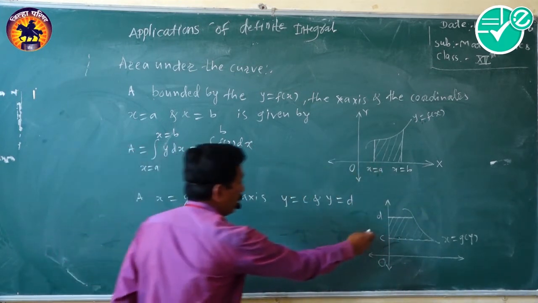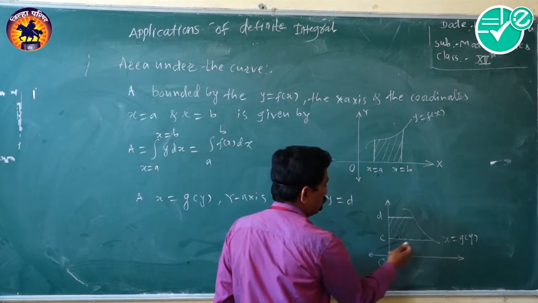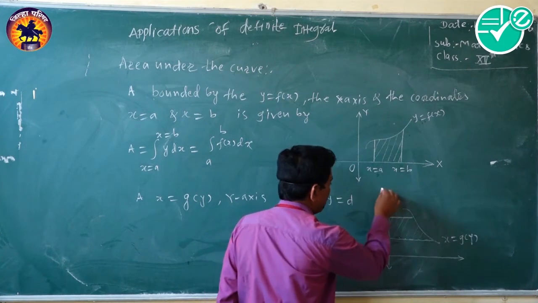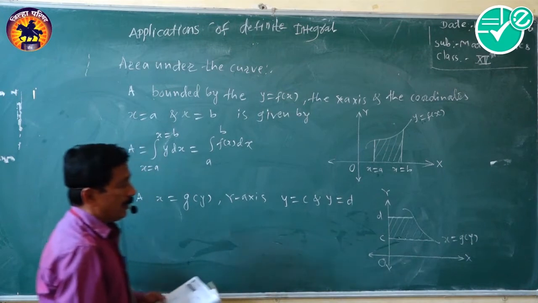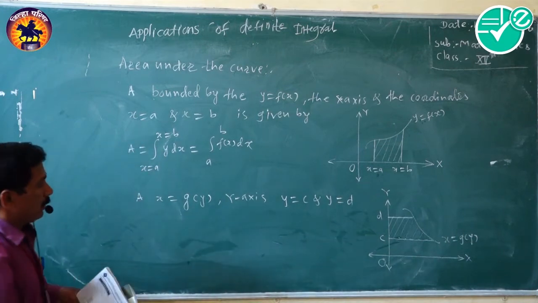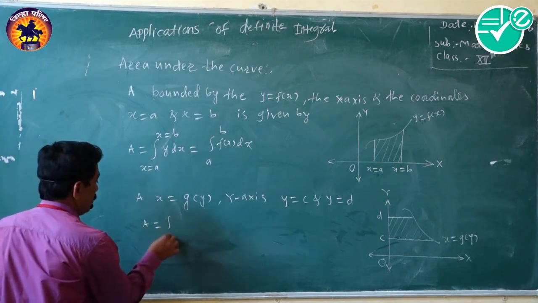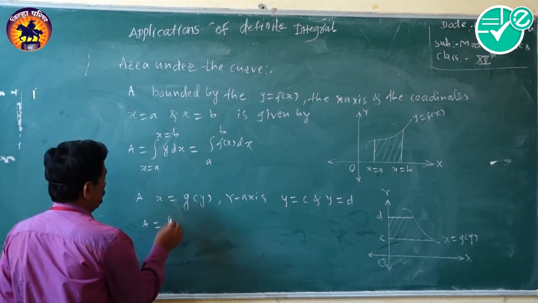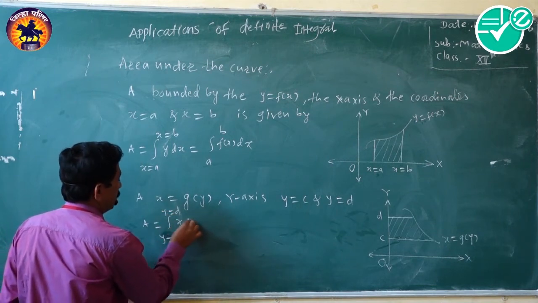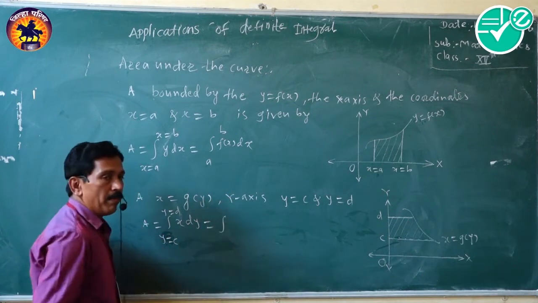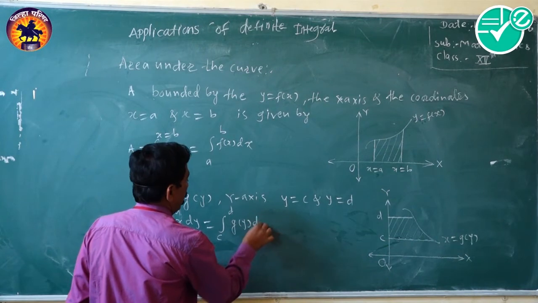Now the area of this region, which is bounded by the curve x is equal to g of y, the y-axis, and the ordinates y is equal to c and y is equal to d, is given by A is equal to the integration from c to d, that is, from y is equal to c to y is equal to d, of x dy, or this is nothing but the integral from c to d of g of y dy.